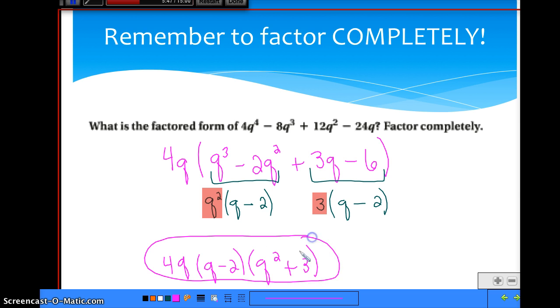When you guys go to check this, you can FOIL this first and then distribute the 4Q through, or you could distribute the 4Q through to the first one and then FOIL. Either way will work.